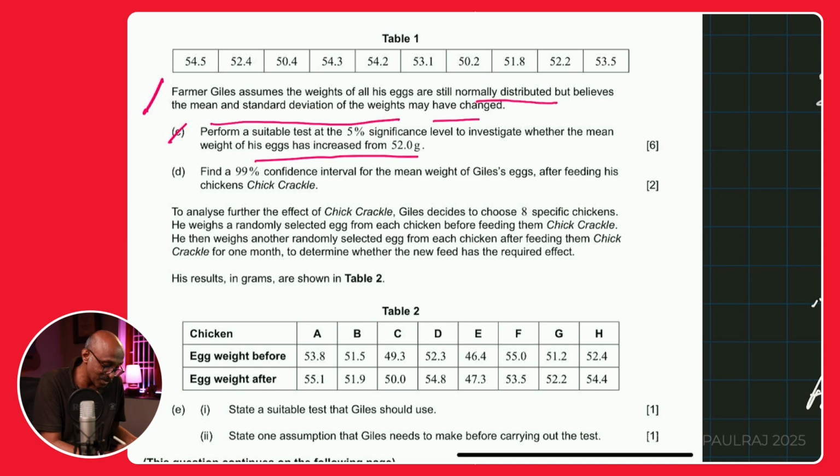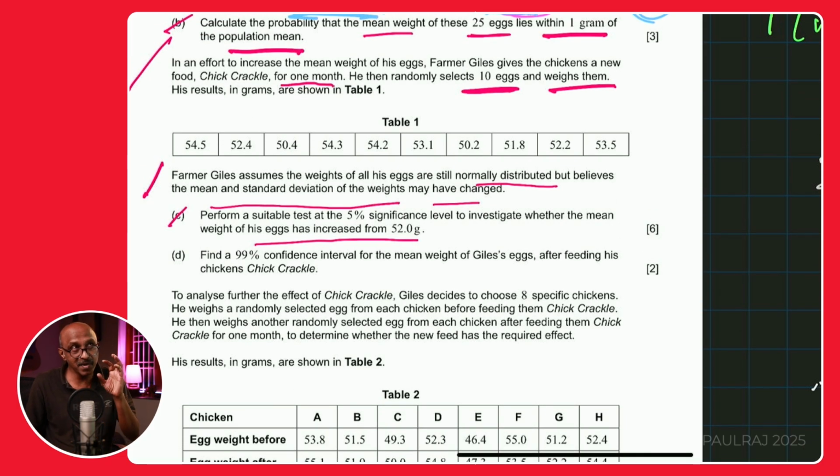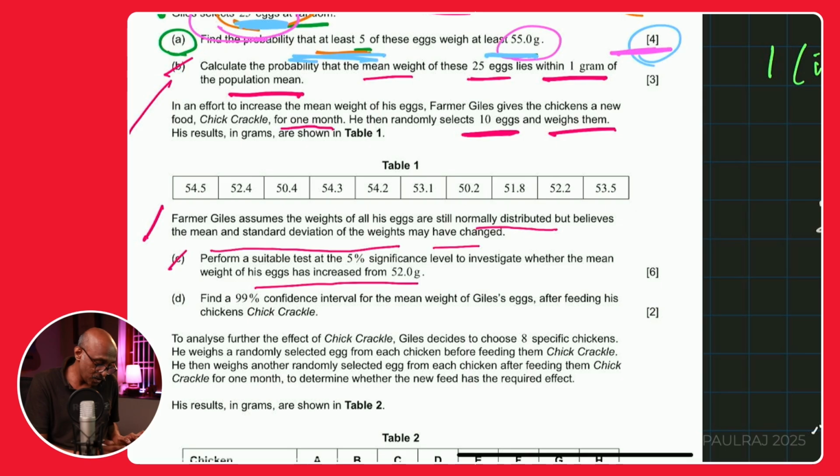Now you want to find out whether it has increased. He was saying that maybe it has changed, but now there's a certain direction, so it's a one-tailed test. Let's first understand which test we're going to use. There are 10 eggs, not 1 egg. You're not comparing 1 egg with the population mean. It's a sample, 1 sample of 10 eggs. What else do we know? Do we know the population standard deviation or the population variance? Clearly not, because he believes they have changed.